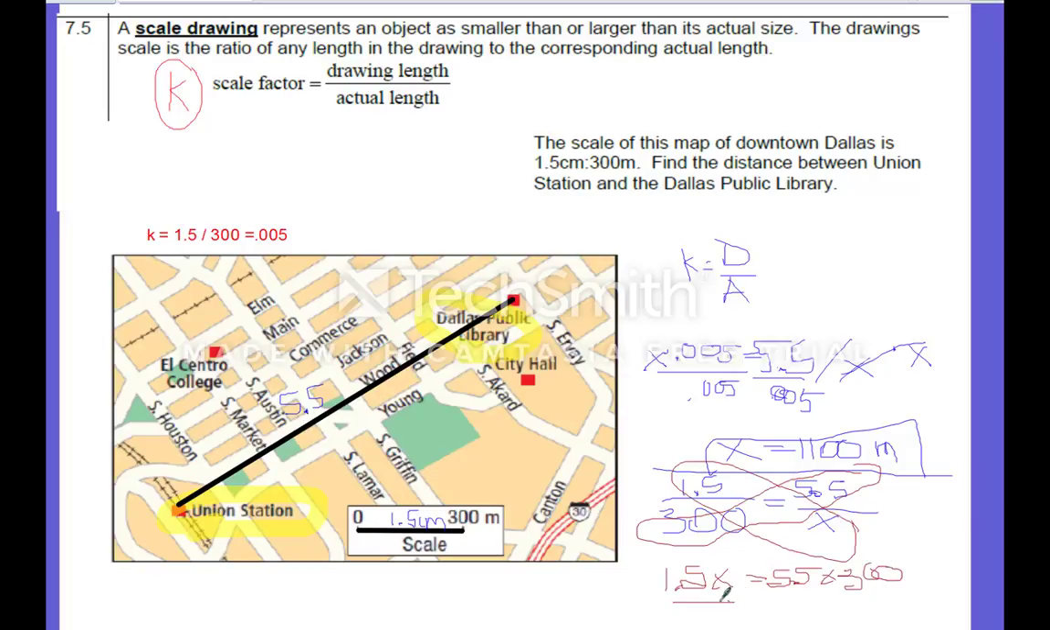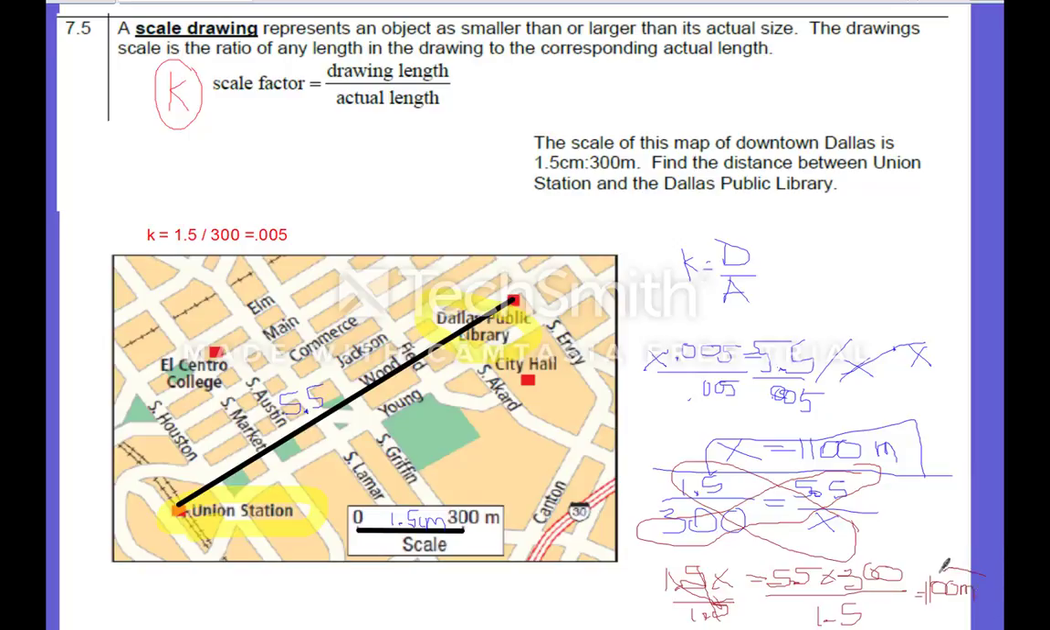You're going to divide by the 1.5, so you can get rid of it. Divide by 1.5 gets rid of the 1.5 here. So now you have x equals 5.5 times 300 divided by 1.5, which will also give you 1100 meters.